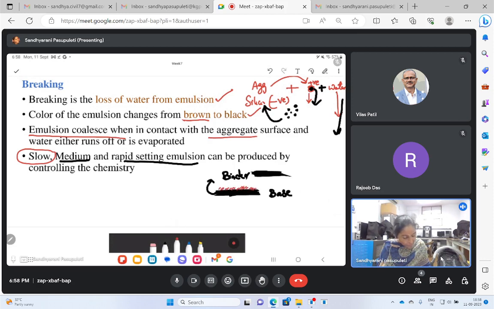So depending upon your purpose, if you use the rapid setting emulsion, then immediately it will be settled. That means you can immediately lay the next layer. If you use the slow setting emulsion, you need to wait until this emulsion breaks, that is, it will be converted into black. Then only you would be able to proceed for the further task.